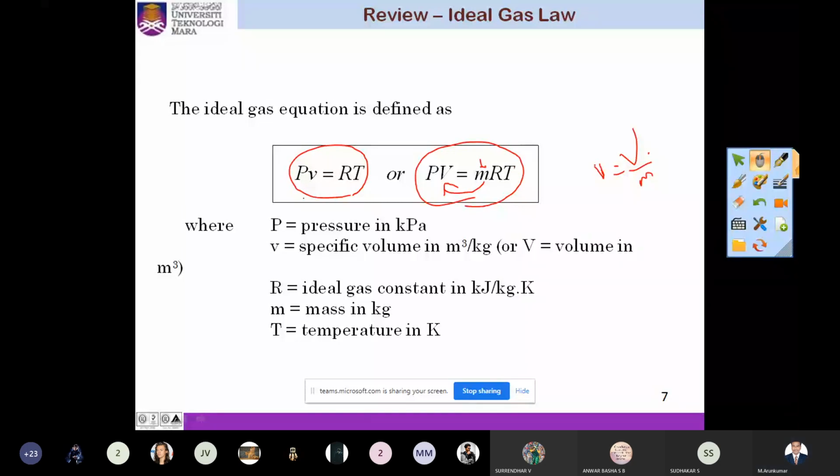Just try to understand this. We have the ideal gas equation. P is pressure, V is volume. Small v is specific volume, then we have the ideal gas constant. Just try to remember the ideal gas constant as a number. Then we have mass, then temperature.